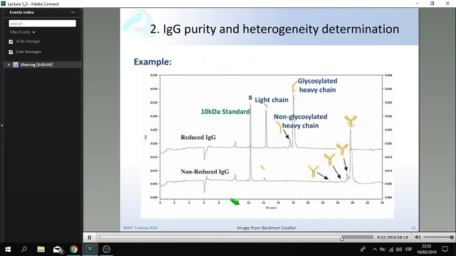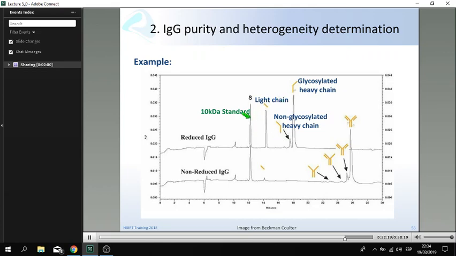In the first case, we have your reduced IgG. For pure reduced antibody, remember, we are always seeing light chain, and heavy chain with sugar mostly, and then you can have a small percentage of non-glycosylated heavy chains. Usually you spike all of your samples with your 10 kilodalton standard, so you can actually align all of these graphs when you're analyzing them. In case you had some impurities or anything like this, you would see more peaks than these 3 that I told you.